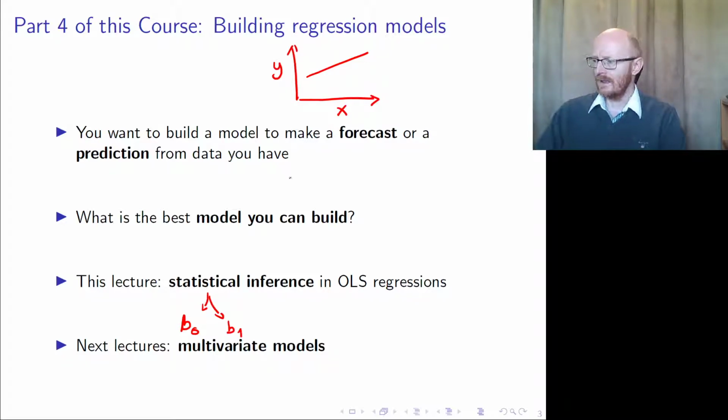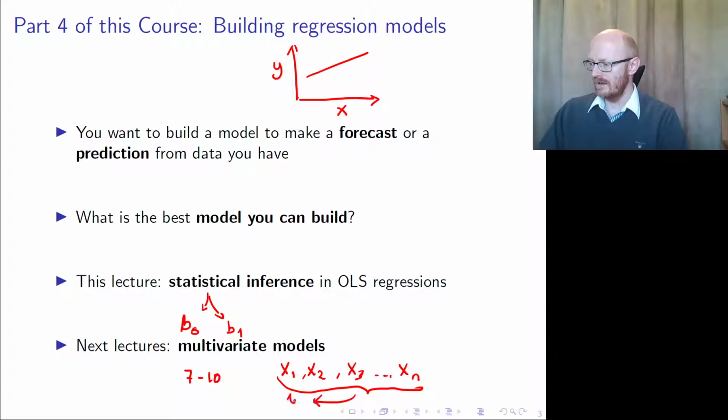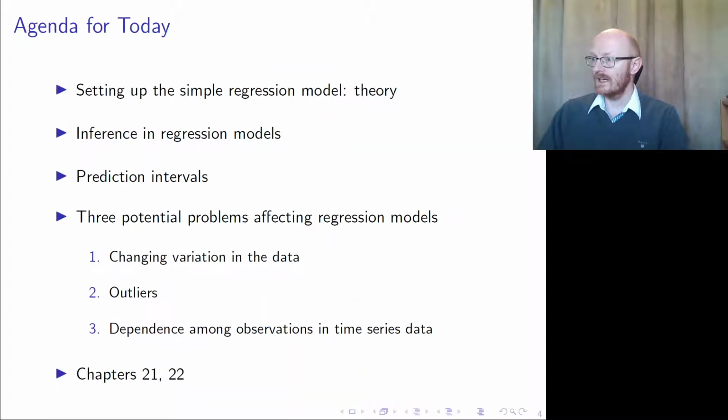Okay, and for the next lectures, lectures 7 to I think 10, we're going to look into multivariate models, where you have more than one explanatory variable. Okay, for example, x1 up until xn, different variables explaining the y. Okay, but more on that later.